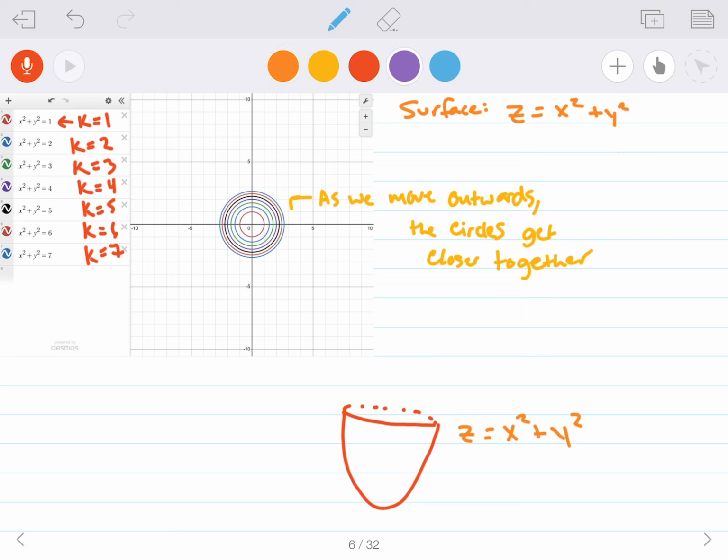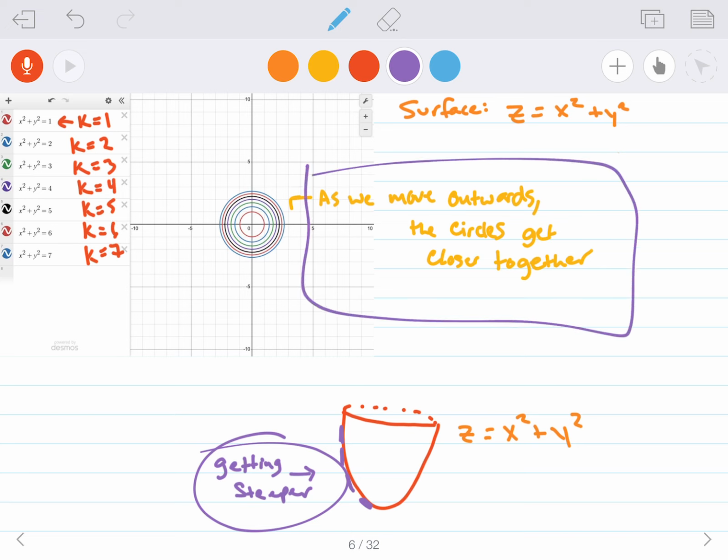And what I'm talking about when I say steepness, so at the very bottom, this corresponds to this level right here, k equals 1. Then if we move up along the z direction, it's getting steeper and steeper. And so that corresponds to the circles getting closer together as we move up along the z-axis.